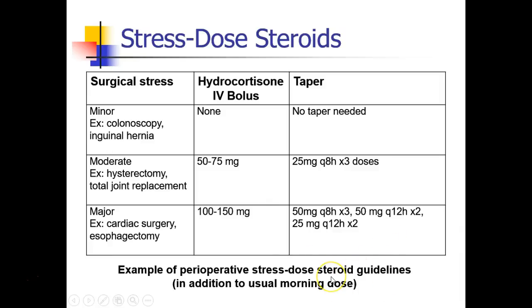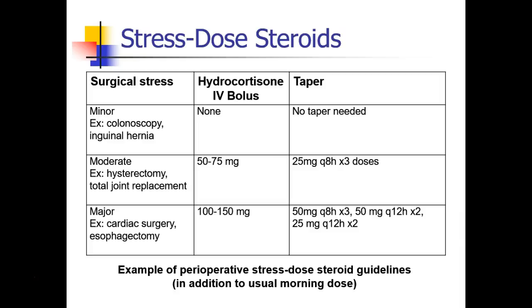So here's an example of how I like to approach stress dose steroids. And you'll see a lot of different versions of this kind of approach. So the first question I ask myself is, how stressful is the surgery? Is it minor, like a colonoscopy or maybe an inguinal hernia? Is it major, like cardiac surgery or an esophagectomy? Or is it moderate, like a hysterectomy or a joint replacement? And I'll use this information in the setting of what's the patient risk? Is this a low-risk patient? Is it a high-risk patient or an intermediate-risk patient?